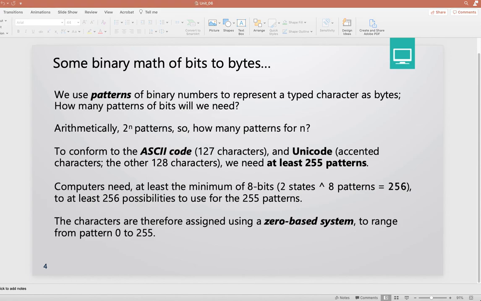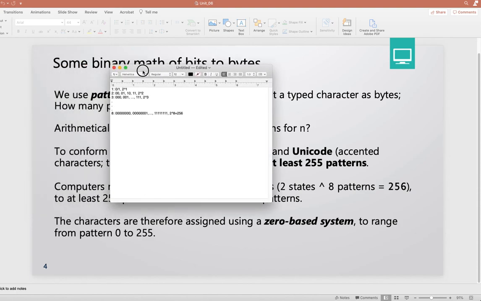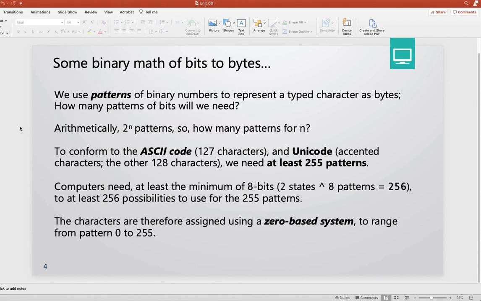So the reason we need 8 bits, here is an example. Suppose we only have 1 bit, it will give you 2 states, either 0 or 1. If we have 2 bits, we can have 4 patterns: 00, 01, 10, and 11, which means 4 equals 2 to the power 2. And if we have 3 bits, totally we will have 8 patterns. So suppose we want to represent 256 patterns, totally we will need 8 bits, because 2 to the power 8 is equal to 256, and 256 can cover 255 patterns, and that is what we need. Okay.